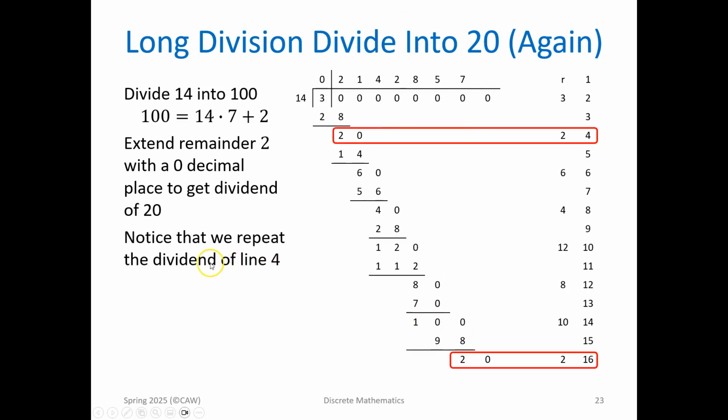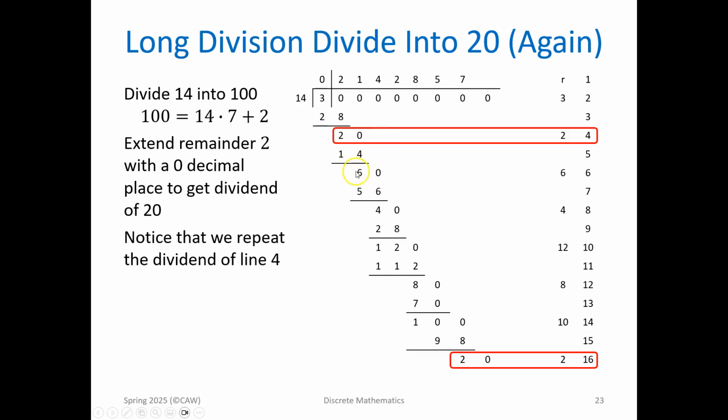But now we need to notice something. We need to notice that we're going to repeat the dividend of line 4. We had a 20 up here on line 4 that we divided 14 into. If we go back, we're going to subtract a 14 from 20, and we're going to get a 6 as a remainder, right? We remember we did it. The same thing would happen here. We'd have a 14 to subtract from the 20, we'd get a 6 as a remainder. I hope you can see that we're going to repeat what we did from line 4 down.